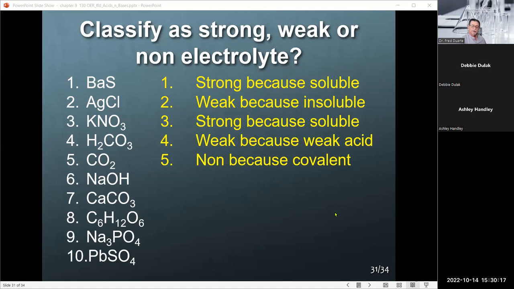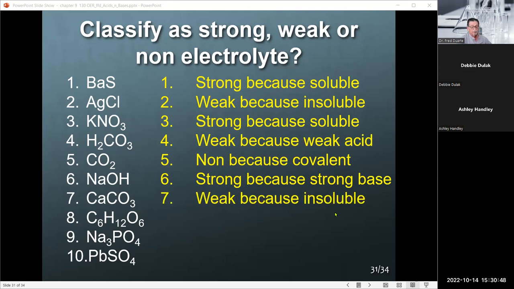Number 6, like number 3, you have sodium first. So all you have to do, like number 3, which has potassium, this one is sodium, part of the big four, automatically soluble, automatically strong electrolyte. Calcium carbonate. Carbonates are classified as insoluble, unless they're bonded to the big four, of which calcium is not. And so it is a weak electrolyte because it is insoluble.